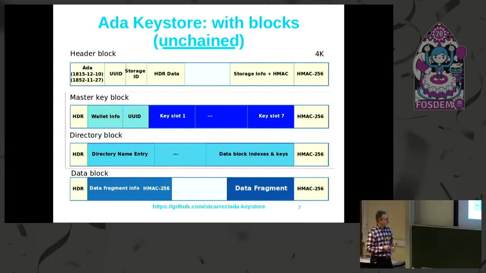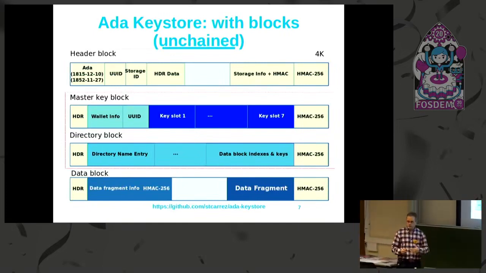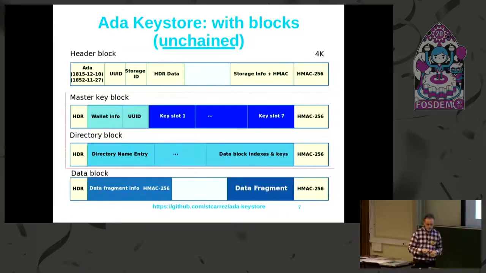So what we can do is take the data block and put it on the cloud. You don't expose the secure key, because the keys used to encrypt the data are stored in the directory block, which you can separate.